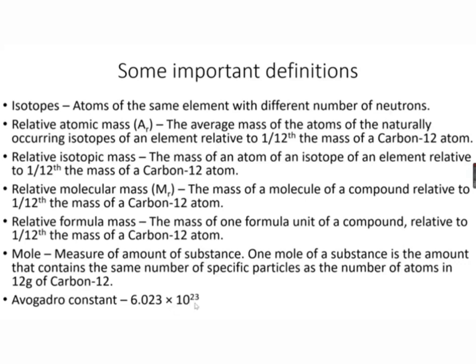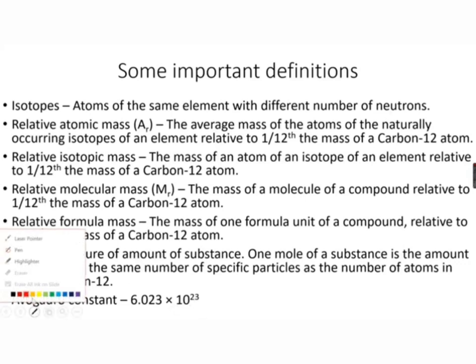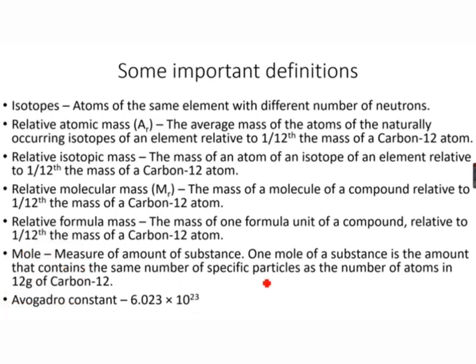6.023 into 10 to the power of 23. So basically, the significance of this number is that 1 mole of a substance contains Avogadro number of particles. So for example, 1 mole of atoms means 6.023 into 10 to the power of 23 atoms. 1 mole of molecules means 6.023 into 10 to the power of 23 molecules. 1 mole of ions means 6.023 into 10 to the power of 23 ions.